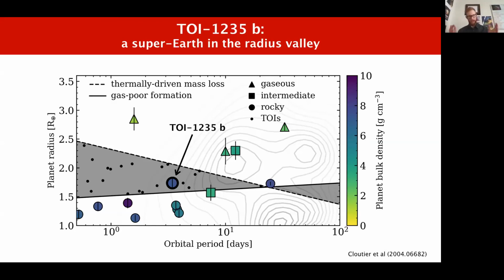But of course, this is only one planet, and I'm trying to generalize to the full M-dwarf planet population. So really, more M-dwarf planets within these shaded regions, within the radius valley, are going to have to be characterized precisely with radial velocities, and that is a continuous, ongoing effort that I'm still involved in, and many other teams are continuously involved in.